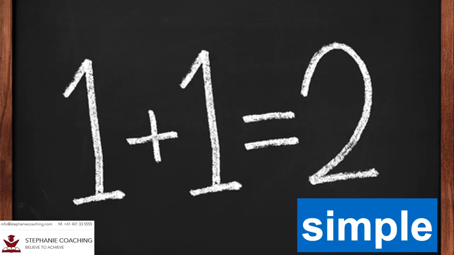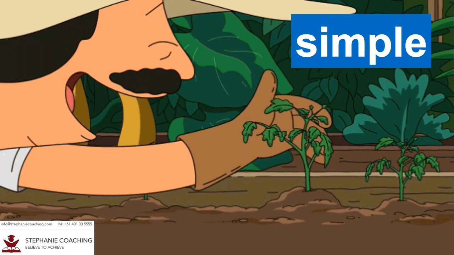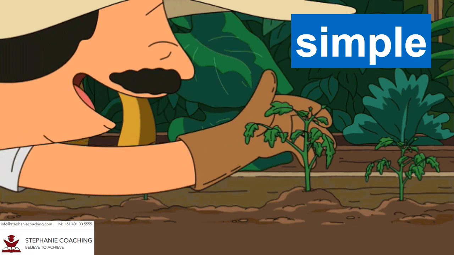Word number 1 is simple. Another word for simple is easy. For example, in maths, 1 plus 1 is a simple maths question. This means 1 plus 1 is an easy maths question. In English, a simple sentence is a short sentence or a clause. For example, Dad planted a tree.